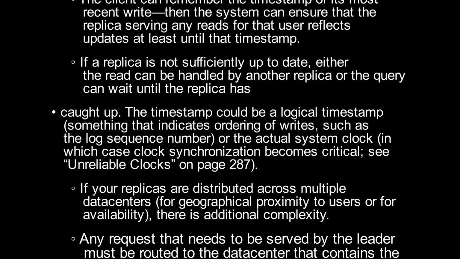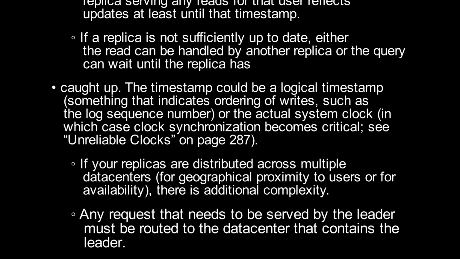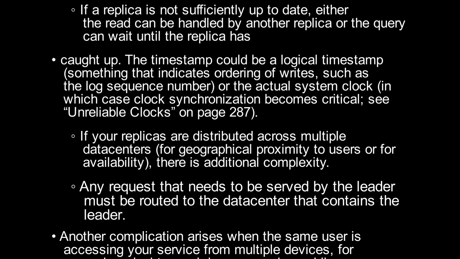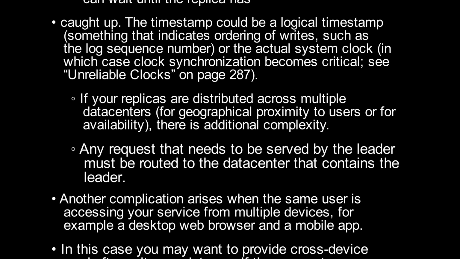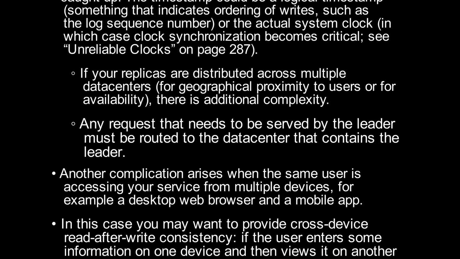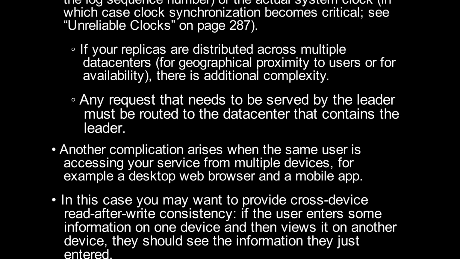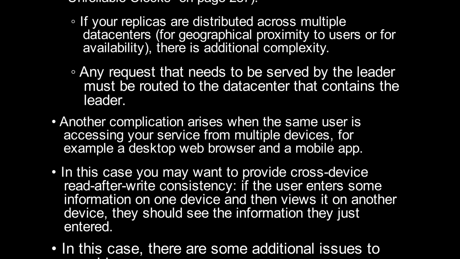If your replicas are distributed across multiple data centers for geographical proximity to users or for availability, there is additional complexity. Any request that needs to be served by the leader must be routed to the data center that contains the leader. Another complication arises when the same user is accessing your service from multiple devices, for example a desktop web browser and a mobile app. In this case, you may want to provide cross-device read-after-write consistency.